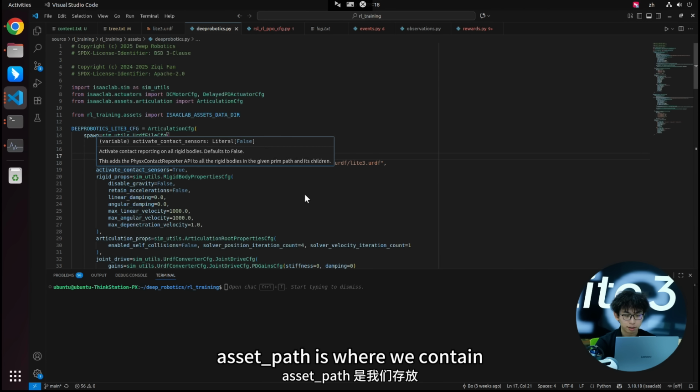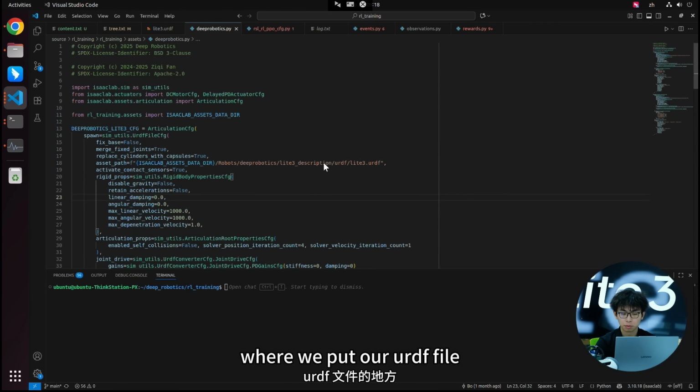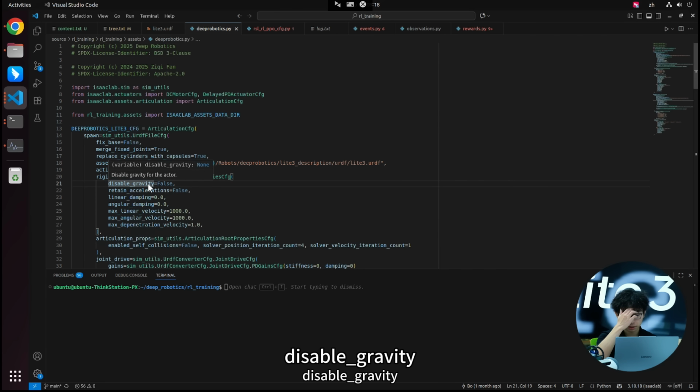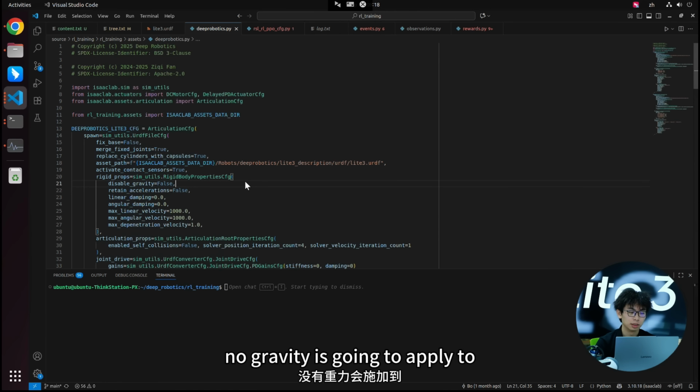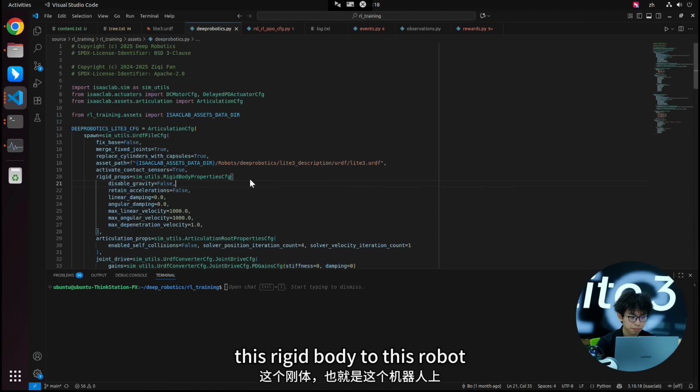Asset path is where we put our UIDF file. Disable gravity, you can know from the name that if you set it to be true, no gravity is going to be applied to this rigid body, to this robot.